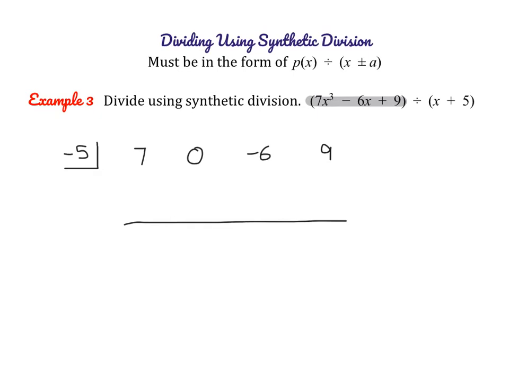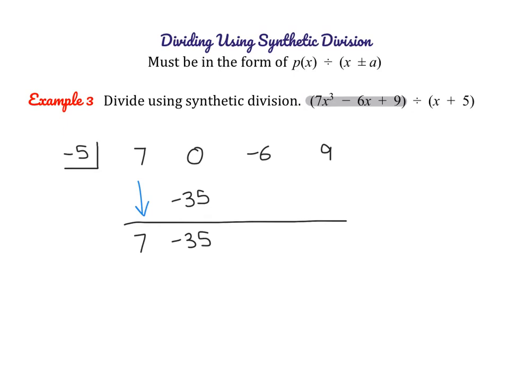Now from here, it's really just a process of multiplying and adding. So our first step is always going to be the same. We always start by dropping down this first number, 7. And then we're going to take the number in the box, multiply it by this number, and write the product here, so negative 35. And then we're going to add vertically.